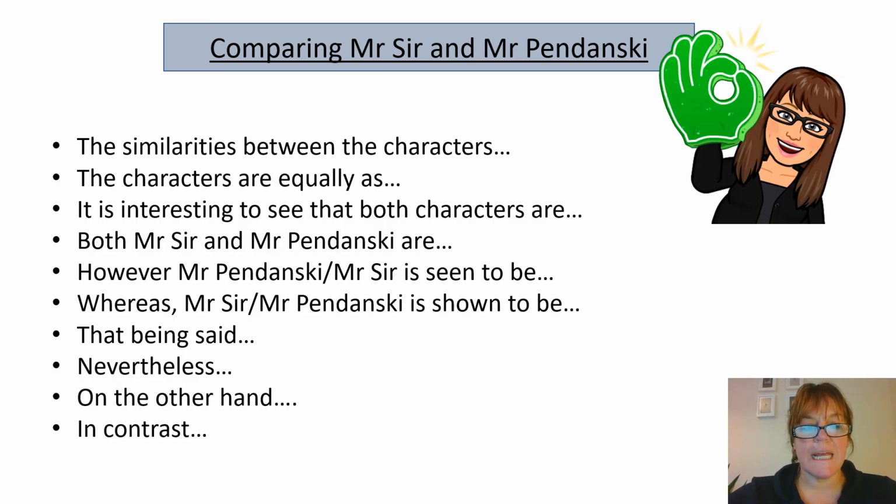Okay, as promised, here are some sentence openers that you can use in your writing. Don't forget, if you have any problems at all, please contact your teachers and they will be more than happy to help.